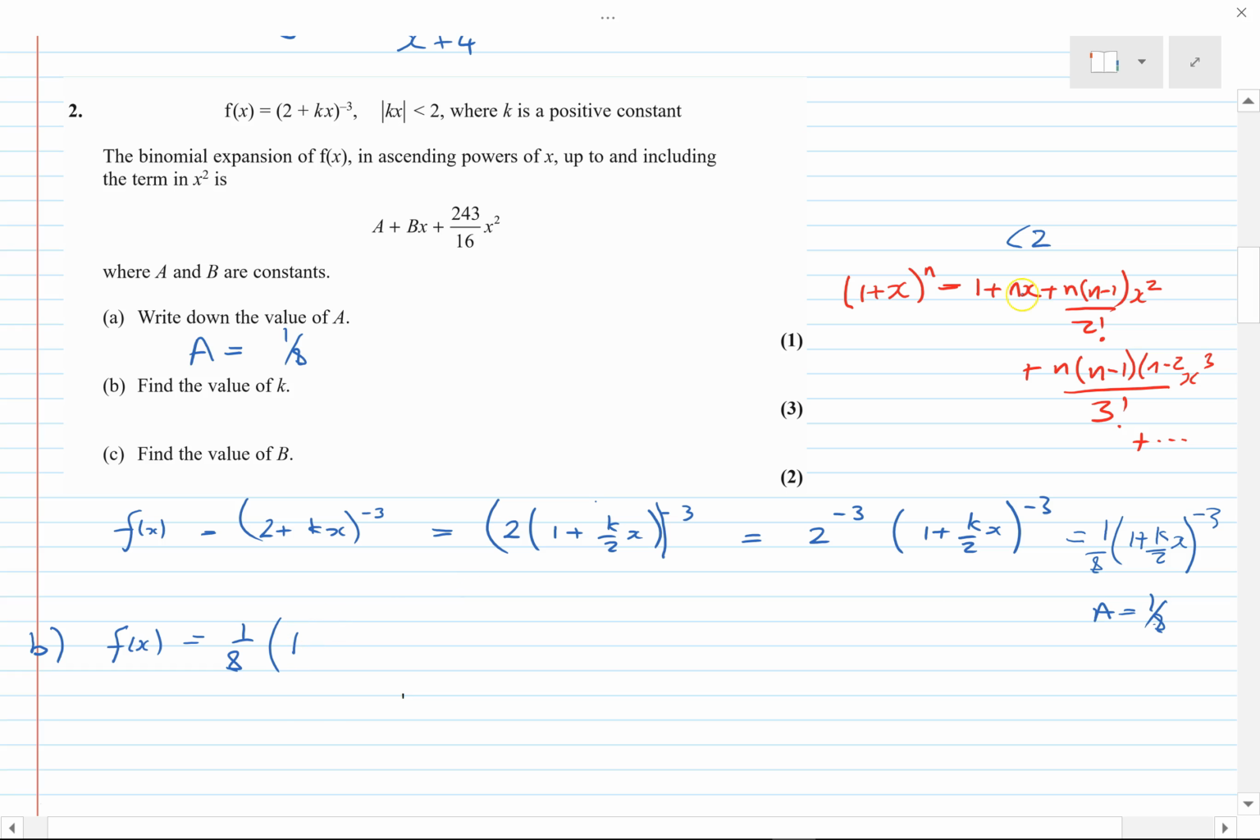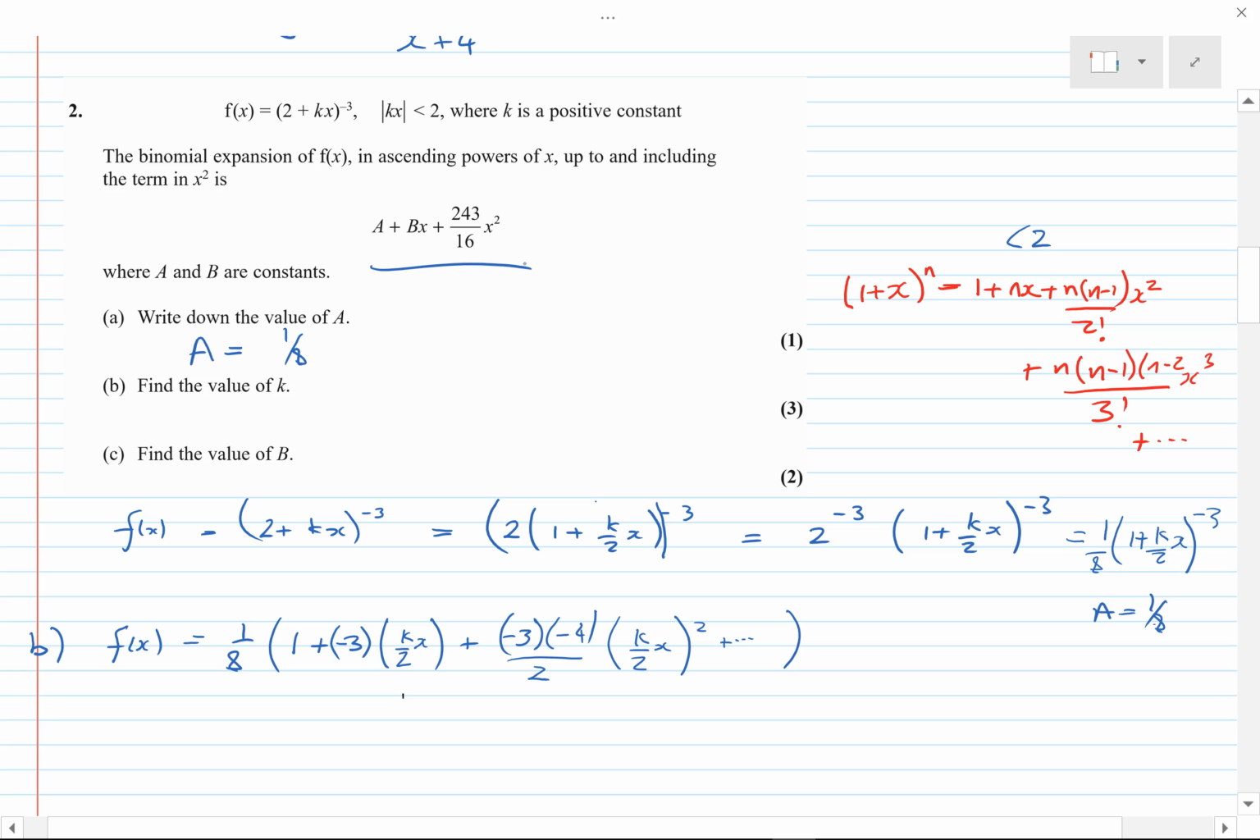So it's 1 plus nx, now n is minus 3. X we're replacing with k over 2x, obviously, so it's k over 2x. And then the next term is minus 3 times minus 4, divided by 2 factorial, or 2 factorial is just 2, times k over 2x squared, and we don't need to go any further because we're only going to x squared here.